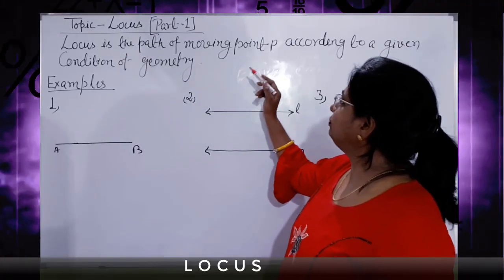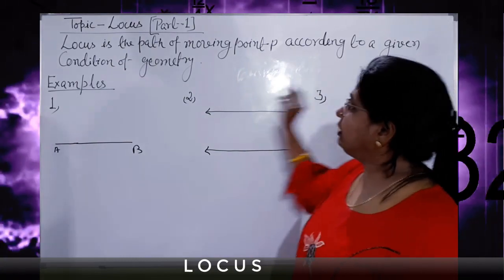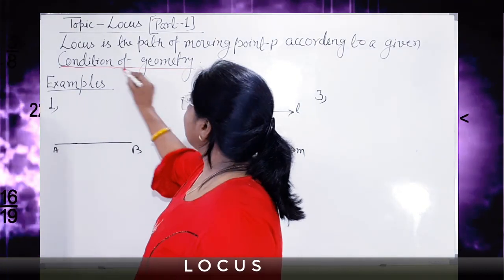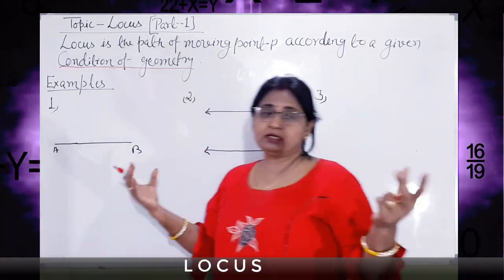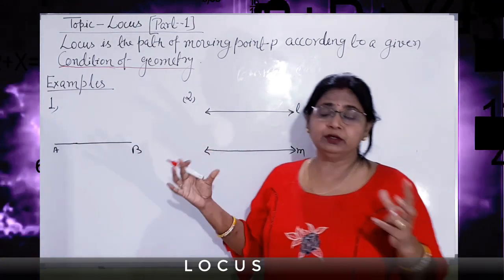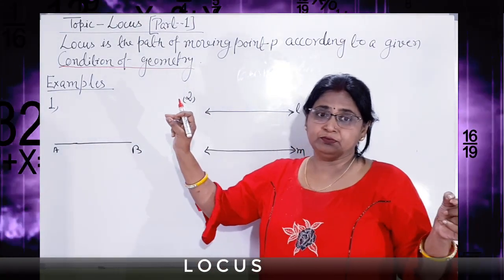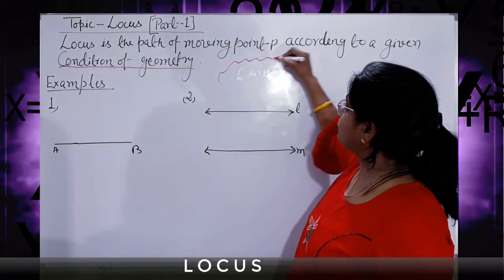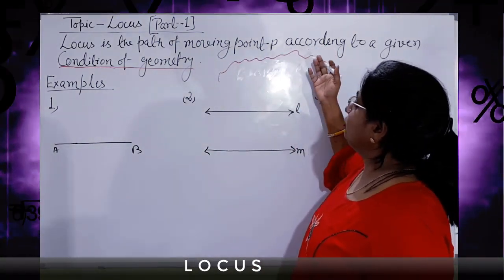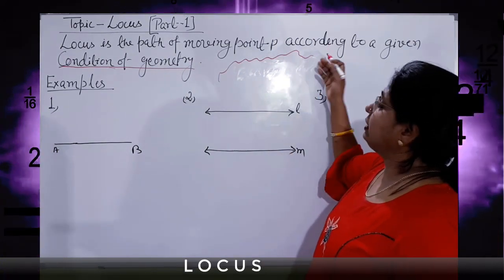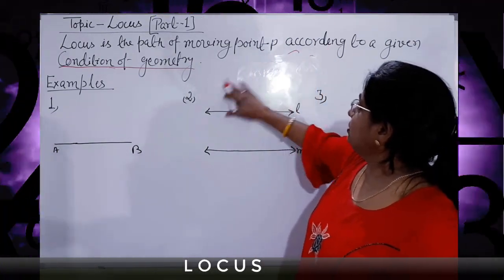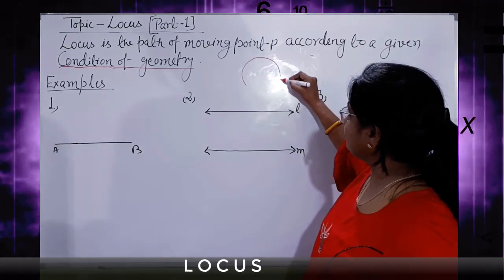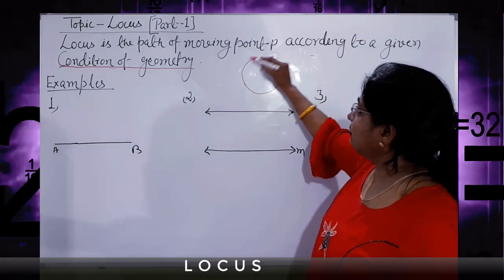Locus is the path of a moving point P according to a given condition of geometry. It is an important thing: condition of geometry. That means any geometrical condition should be followed by that moving point. Otherwise, if the point is moving in any random way, it doesn't have any feature. That is not locus. Locus means that under a certain condition it is moving like this. Then it is the locus.